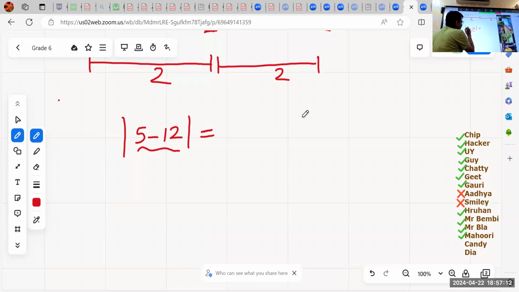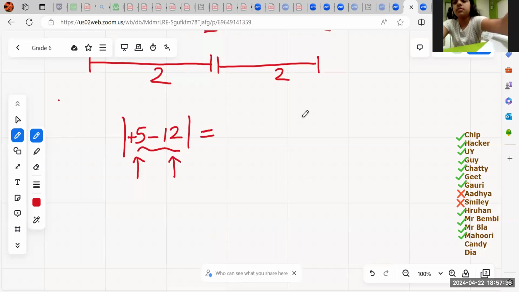First of all, what is the sign of 5? Plus. What is the sign of 12, Smiley? Minus. Are the signs same or different, beta? Different. So whenever the signs of the numbers are different, we will subtract. So I will subtract 12 minus 5, I will get 7.